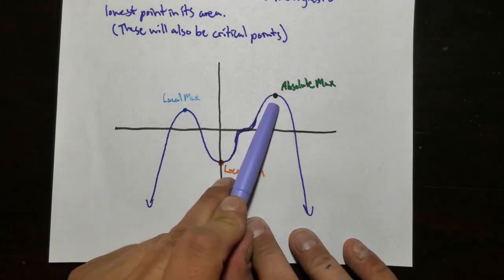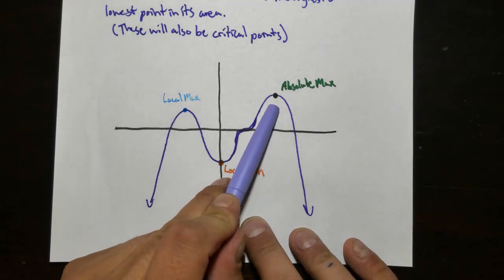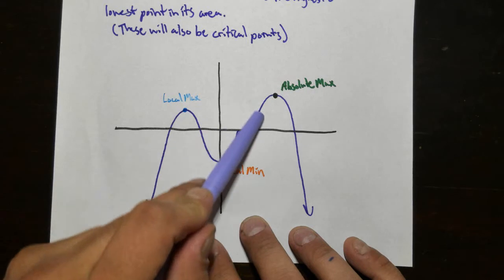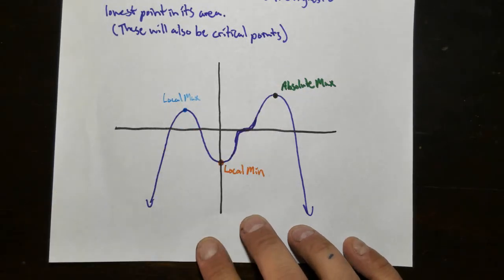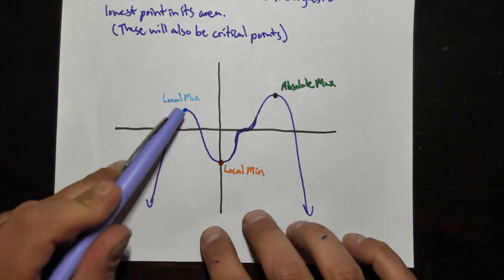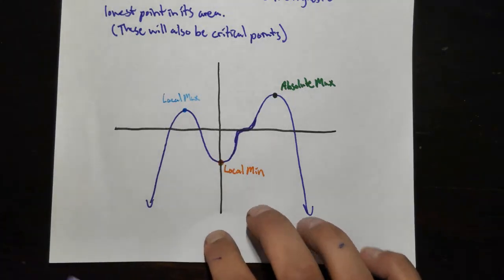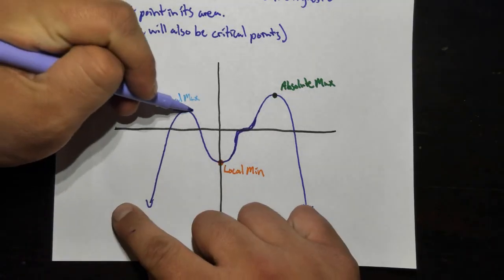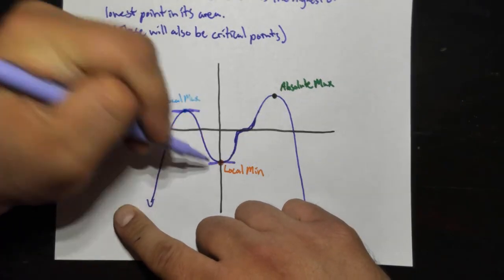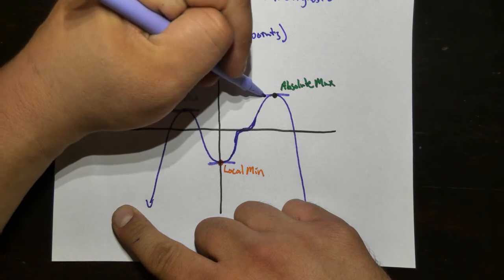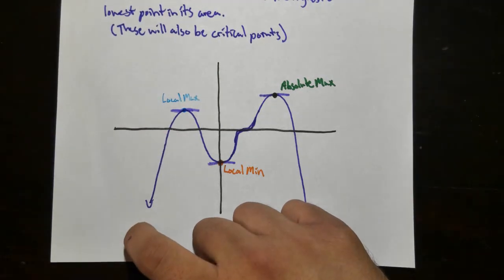And then this is the absolute max of this function. Notice this is not only a local max, but an absolute max. It is the highest point of that function. And these are all critical points. Notice this is where the slope equals 0. The slope equals 0 right here, and the slope equals 0 right at that point. So these are our critical points.